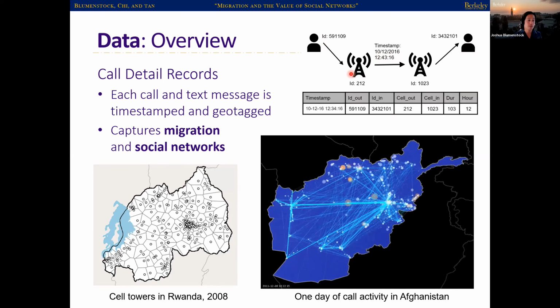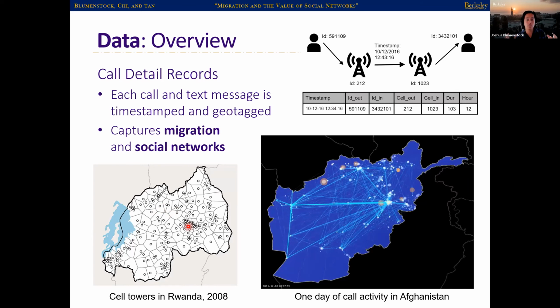And so what we do is we obtain a very large data set of these call detail records, covering a 5-year period in Rwanda. And here's a map of Rwanda on the left. You can see each of these dots is a cell phone tower. And so what the data allow us to do is roughly place each person at the time that they make a call. And by roughly, I mean within a few kilometers in rural areas, and within a few hundred meters in urban areas. So, we have this data set.